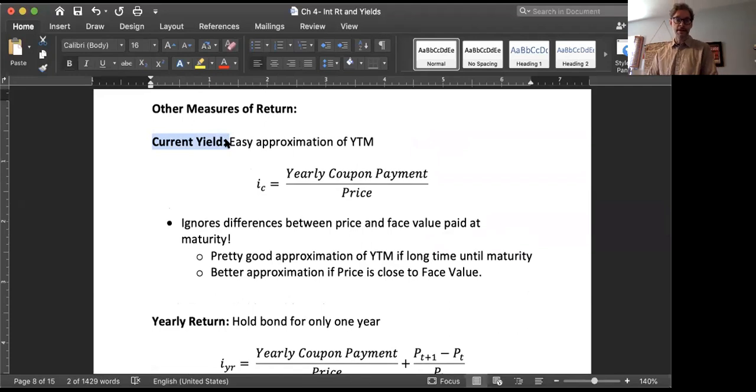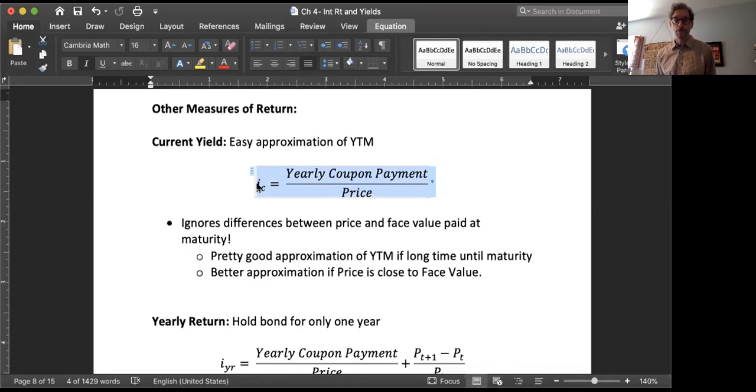The current yield is often used simply because it's easy. It's not particularly accurate, but it's easy. What the current yield is, you just take the yearly coupon payment and you divide it by the price. So whatever you get paid a year, you divide it by the price. Thinking about the coupon bond that we worked through a couple minutes ago, if you remember, the yearly coupon payment was $100, the price was $900. And so you just divide 100 by 900, and that gives you the current yield, which would be 11.11%.